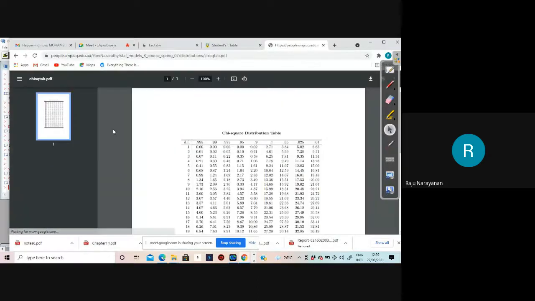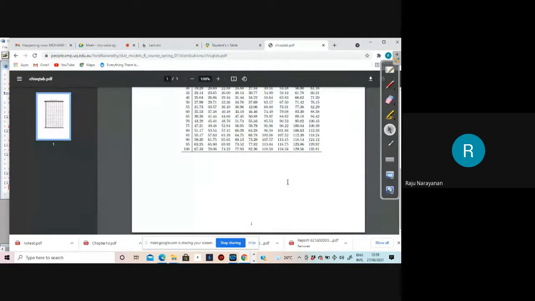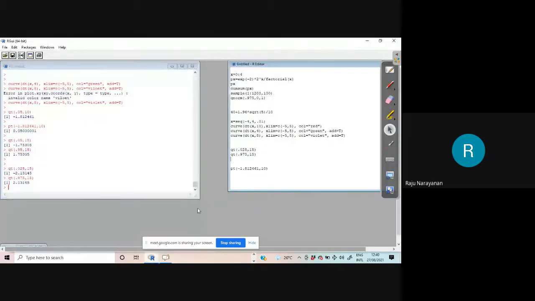Other tables are also available. Yeah, the chi-square distribution table, with degrees of freedom here and probabilities here. Or you can use R. What is the function? QCHISQ, that's all.